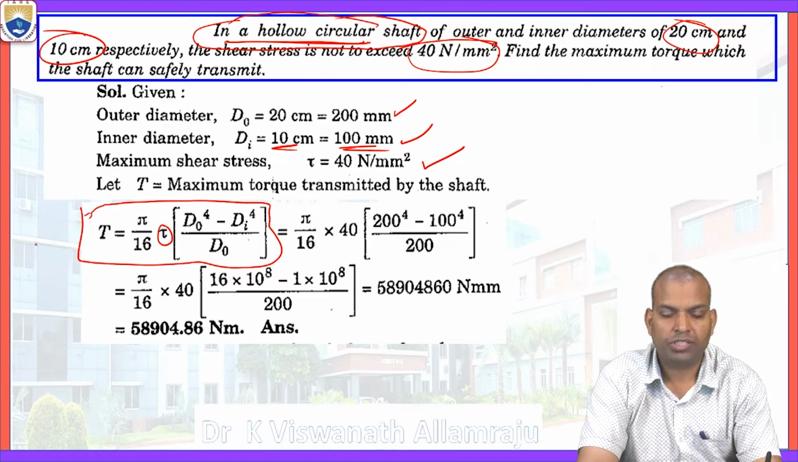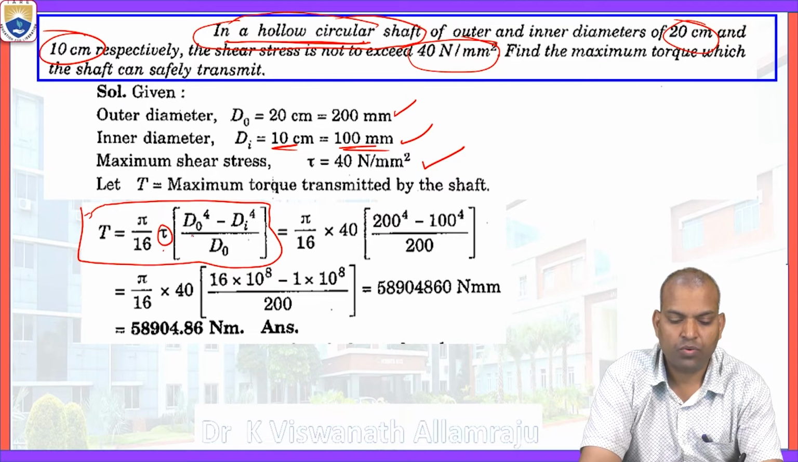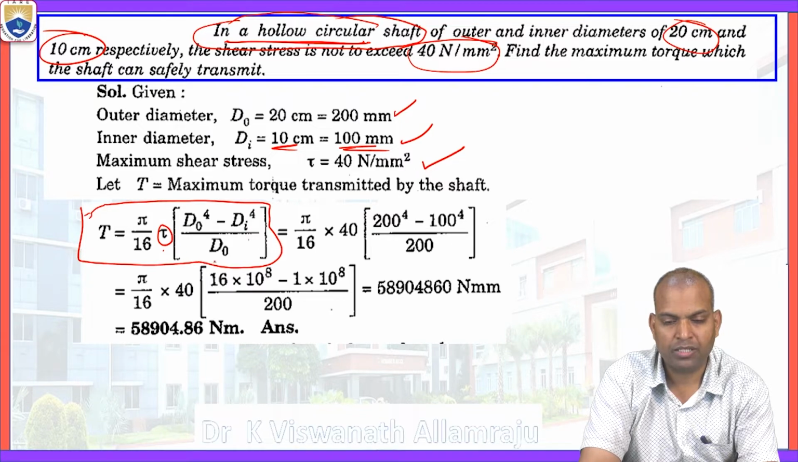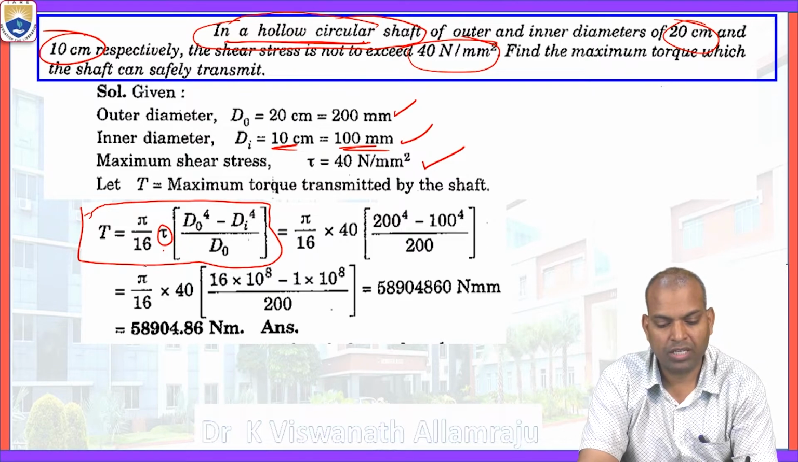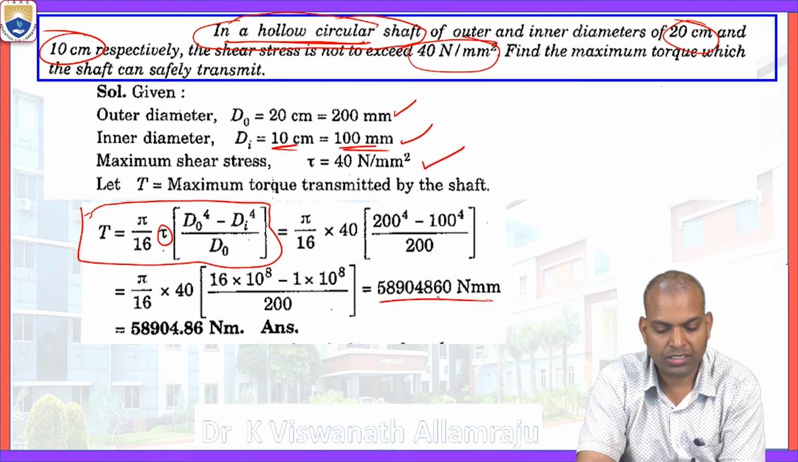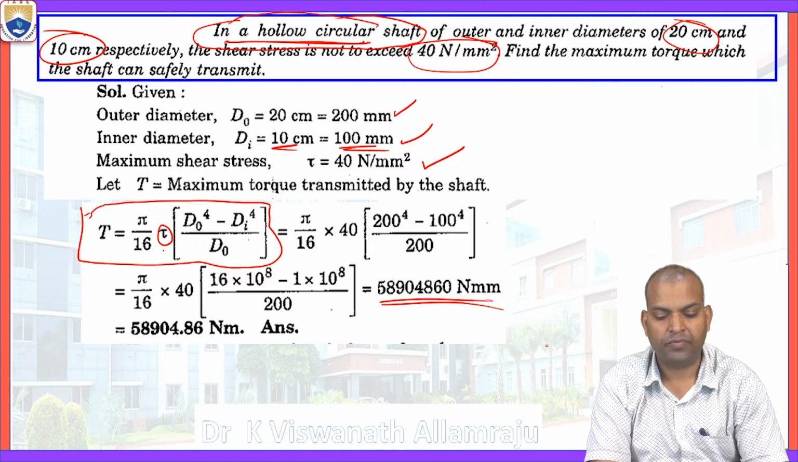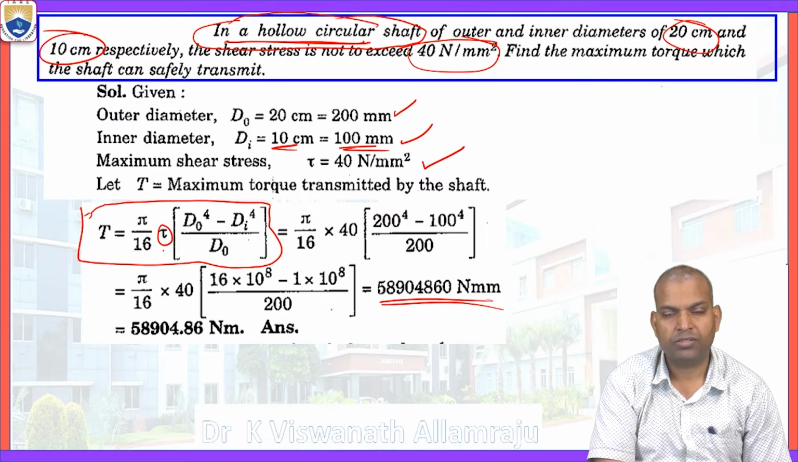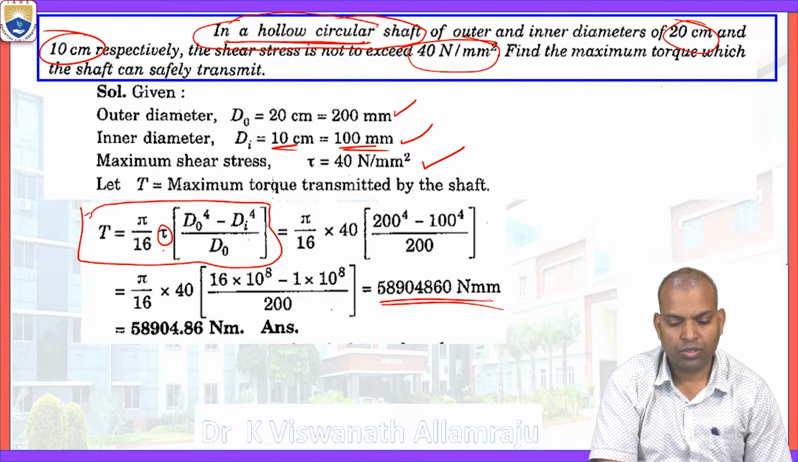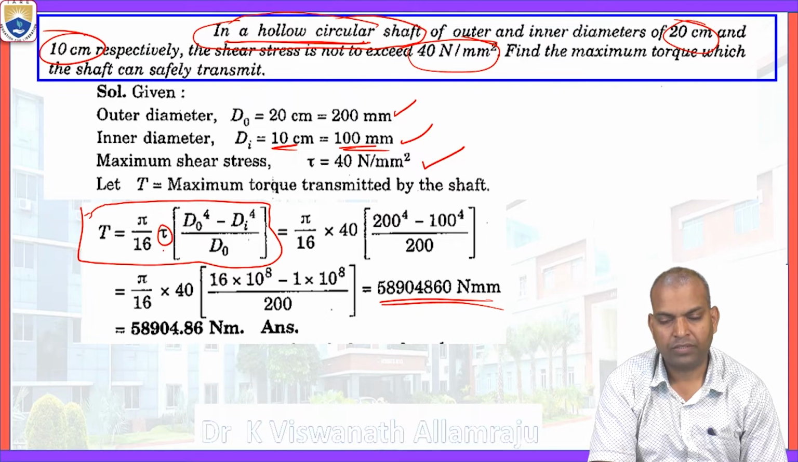Now, pi by 16 times tau, 14, into d naught. What is the d naught value? 200 millimeters power 4 minus di power 4. What is the value of di? 100 millimeters, divided by d naught. What is d naught? 200 millimeters. Substitution, and after the calculation, the obtained value is 58904.860 Newton millimeters. To get significance, convert into Newton meters, that is, divide by 1000.